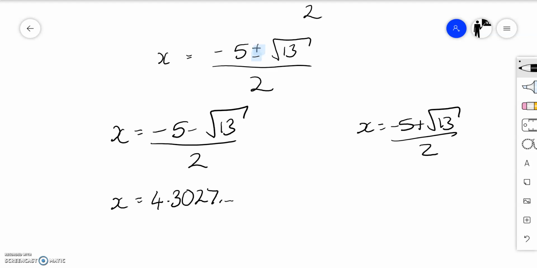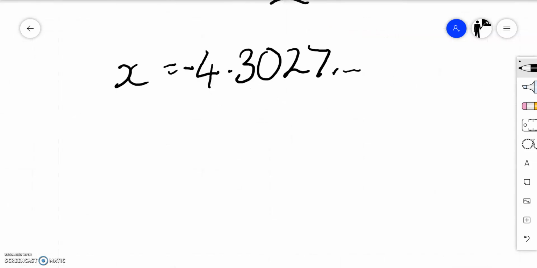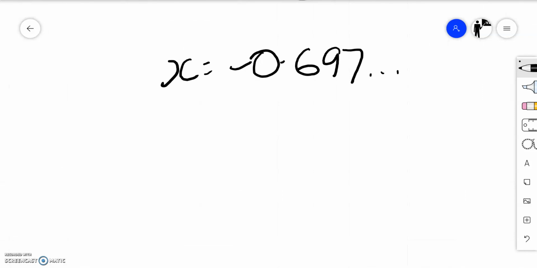Minus 4.3027. And then we've got minus 5 plus root 13 over 2. And that's going to be minus 0.697 and so on. The question has asked us to round it to two decimal places, so we need to remember to do that. So we're going to be minus 4.30 to two decimal places. And over here, this 9 would go up to a 10, so it's going to be rounded up to 70 to two decimal places.